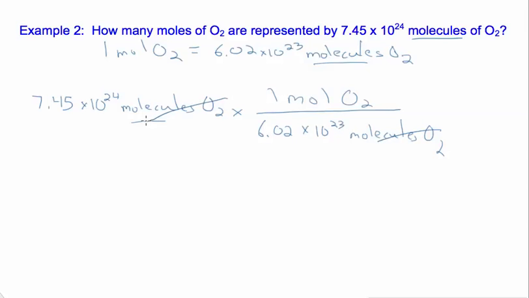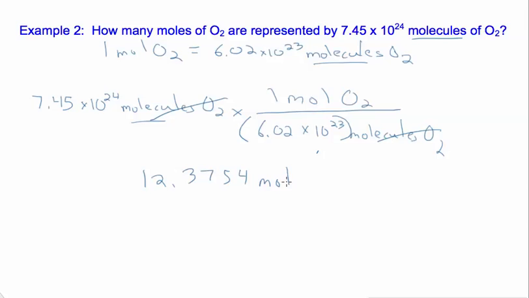And we're going to put into our calculator this number. Make sure that you put this value in parentheses. Otherwise, what you're going to do is 7.45 times 10 to the 24th, and you're going to divide it by 6.02. But then you're going to multiply everything by 10 to the 23rd. We have to make sure we're dividing by that. So use those parentheses. Some calculators do it correctly without them, but not all of them. So be careful about it. And you should get 12.3754 moles.